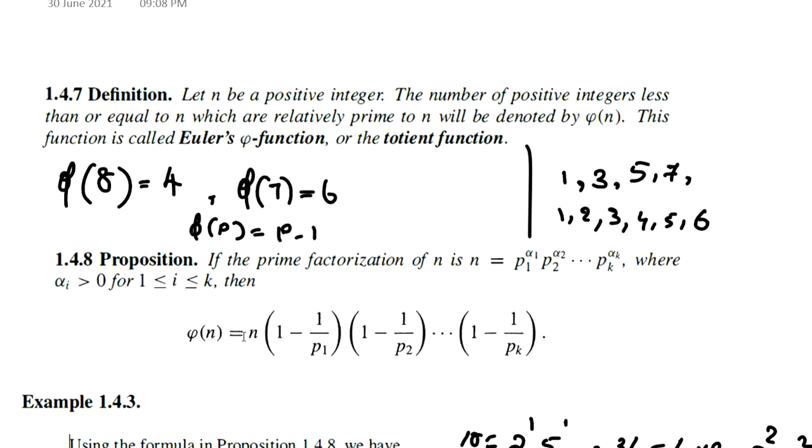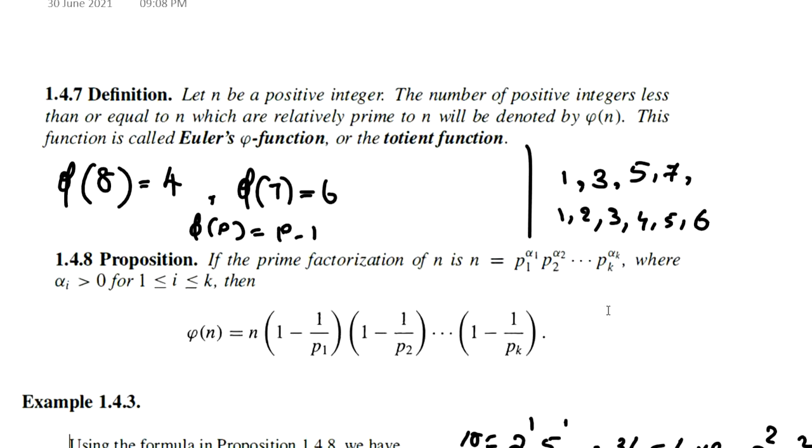Now, this is a proposition which we have studied during the first semester BSc course. That is, if the prime factorization of n is p1 raised to alpha 1, p2 raised to alpha 2, etc., pk raised to alpha k, where alpha i greater than 0, then phi of n equal to n multiplied with 1 minus 1 by p1, 1 minus 1 by p2, etc., 1 minus 1 by pk.